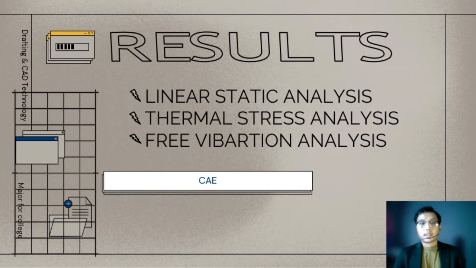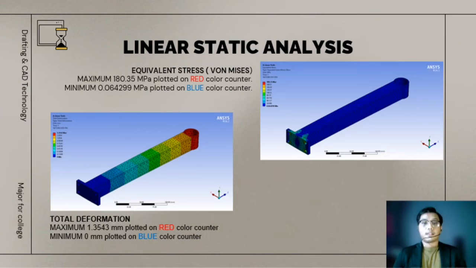I'm Lokman. I would like to present about the results for this project. The first part is linear static analysis. The maximum value for equivalent stress is 180.35 MPa plotted on the red color contour, and the minimum value for equivalent stress is 0.064299 MPa plotted at the blue color contour.